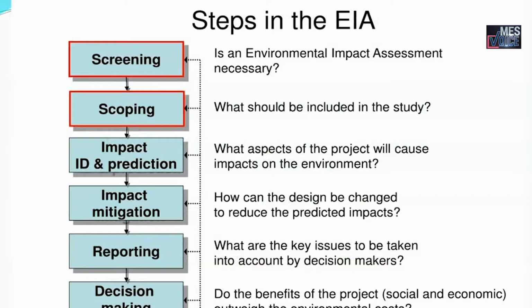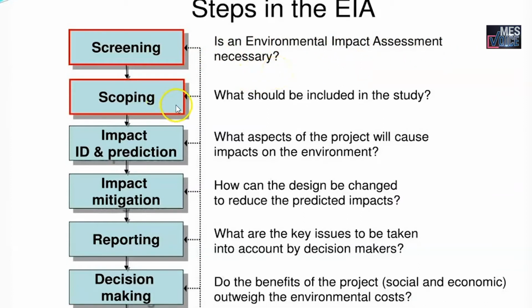Next we have steps in the EIA. Actually, certain questions are raised to explain the steps, and in the next slide we have the answers to these questions. First of all, we can describe what the questions are. Screening. First step is screening. Is an environmental impact assessment necessary? Scoping questions. What should be included in the study?